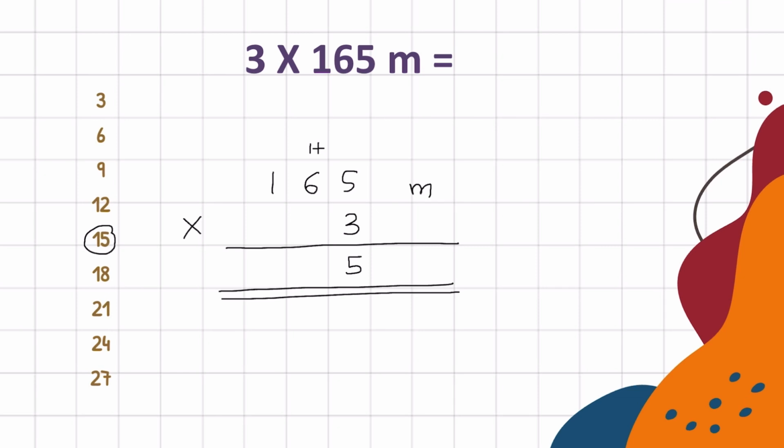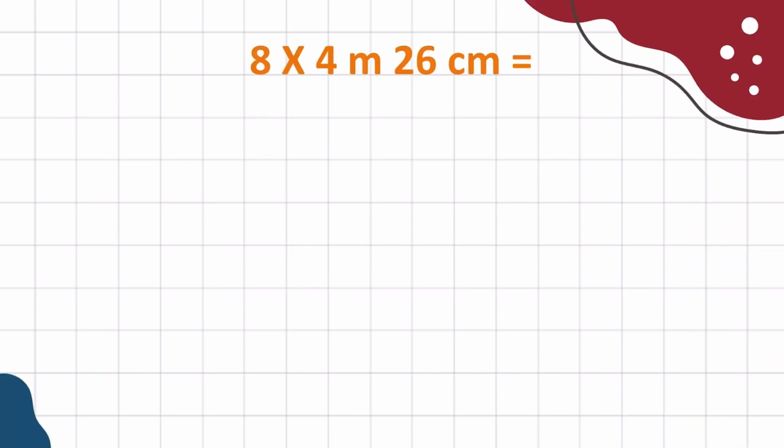Next one, 6 times 3 would be 18, and then plus 1 is 19. So write down 9 and bring up 1 above 1 to add later. Last one, 1 times 3 is equal to 3, and plus 1 equals 4. So write down 4 and bring down the unit meter. So 3 times 165 meter is equal to 495 meter.